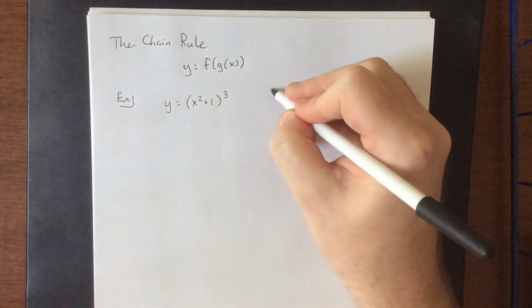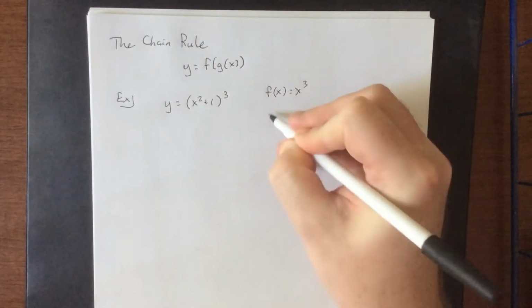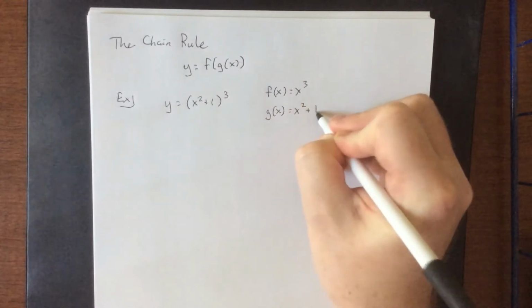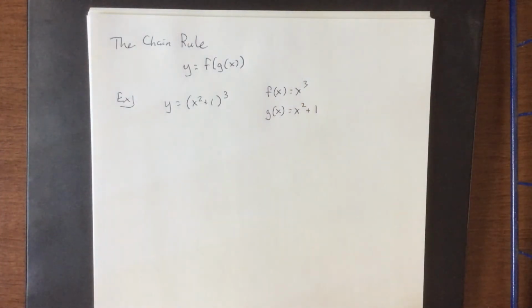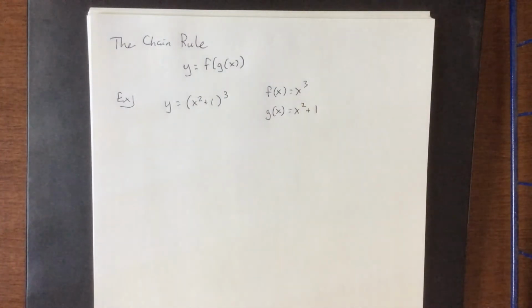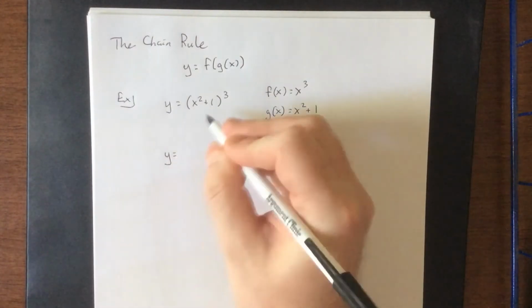In this case, we'd be saying that our outer function, f of x, would be the cubing function, and our inside function would be x squared plus 1. Now, if I asked you to differentiate either of these functions, I feel like you could probably do so fairly easily.